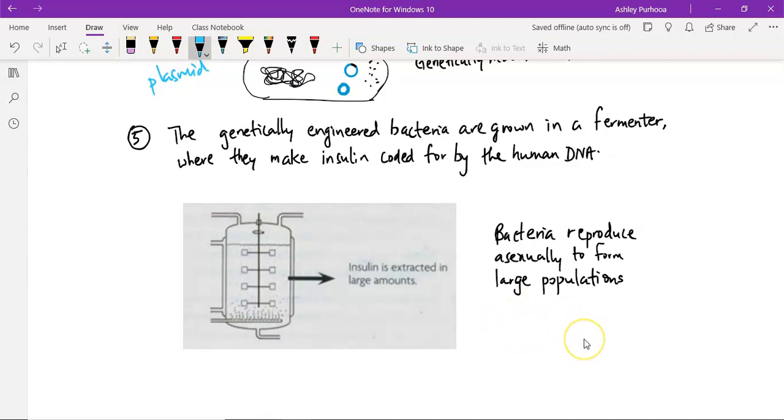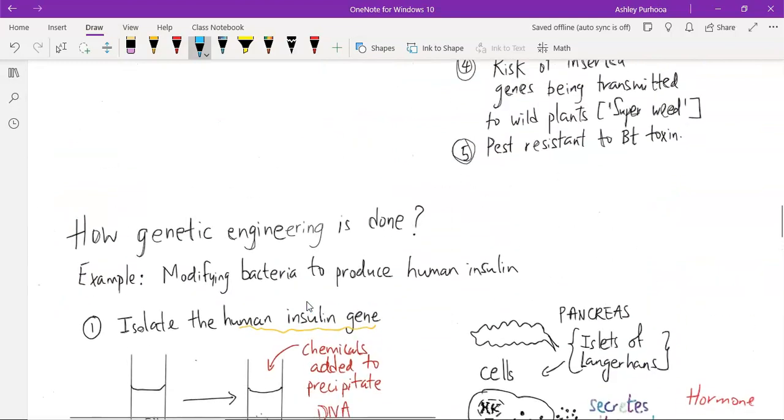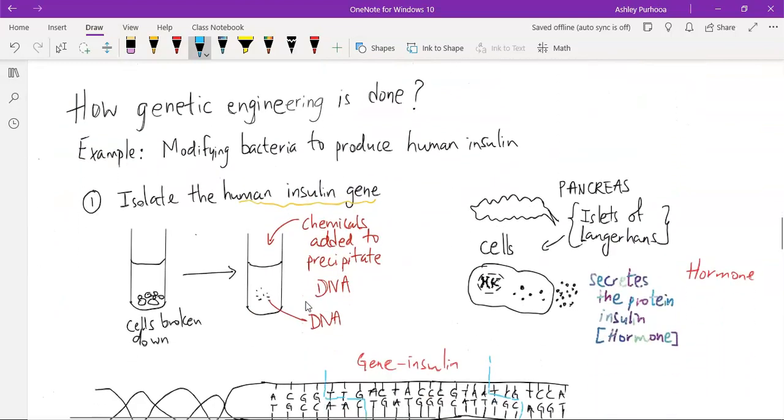That's it. That's one amazing example of how genetic engineering is done. So I suggest you go through the steps again. You also check your notes. It's all going to make sense.